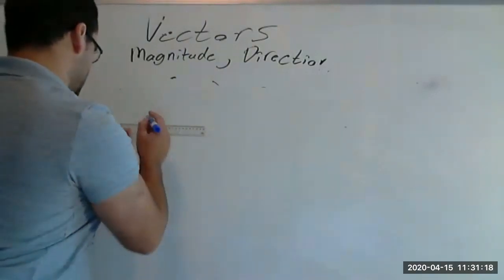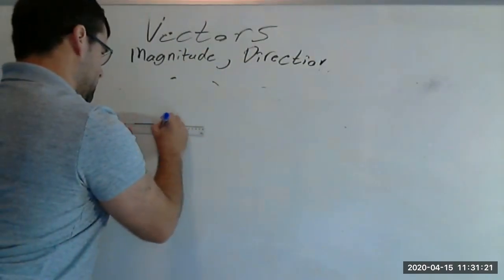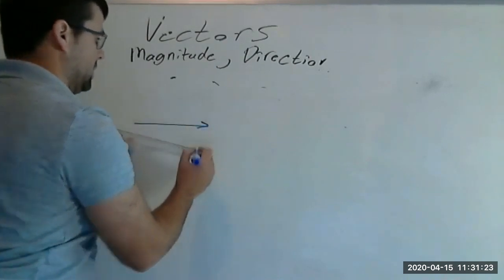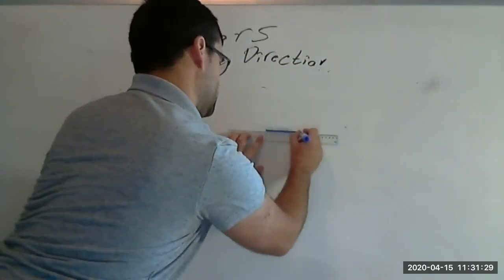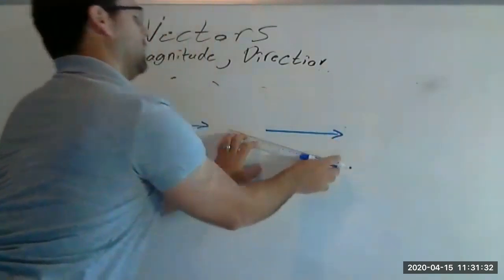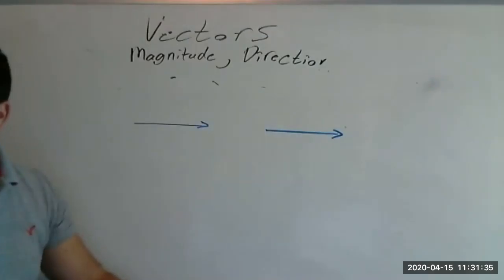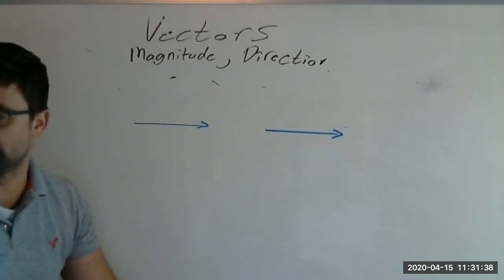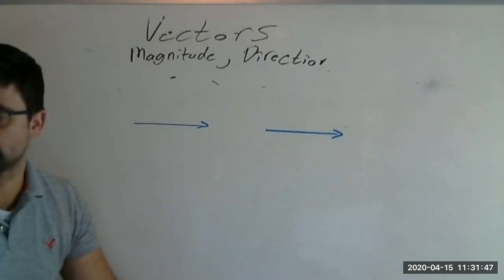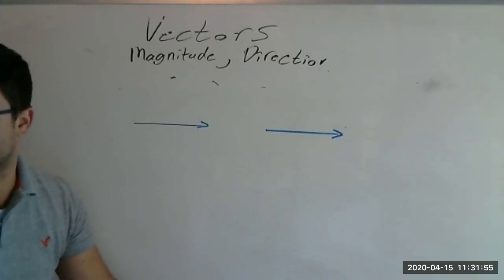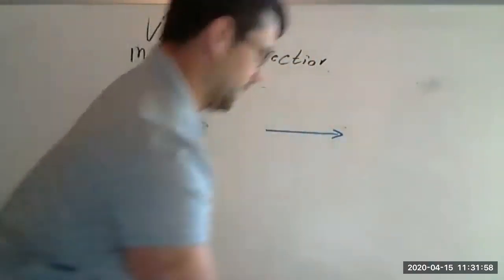So let's see. Let's draw a couple vectors. Are these two vectors the same? Yes. Okay, so these two are the same. I agree. They look just like carbon copies of each other. That's fabulous and great. Okay.